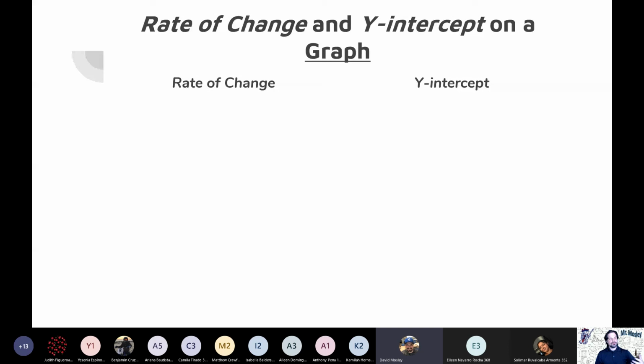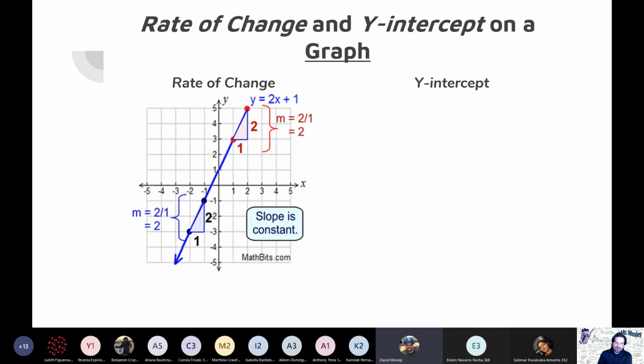So now we'll look at some examples. We have the rate of change and y-intercept on a graph. So looking at a graphical representation here, for the rate of change, we have this example here. We've got a line. This is the line for y equals 2x plus 1.